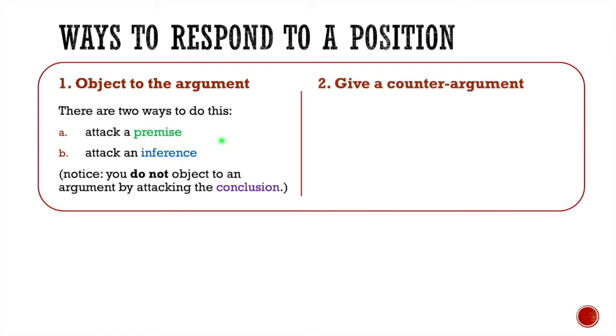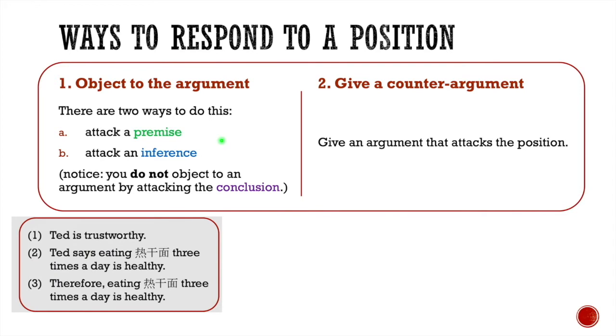But a different way to respond to a position is to give a counter-argument. This is essentially like attacking the conclusion, but you just never say that you're attacking a conclusion. Rather, you say you attack a position. So you can give an argument that attacks the position. For example, we saw this argument before that says that Ted is trustworthy, and Ted says that eating ruganmian 3 times a day is healthy, therefore eating ruganmian 3 times a day is healthy.